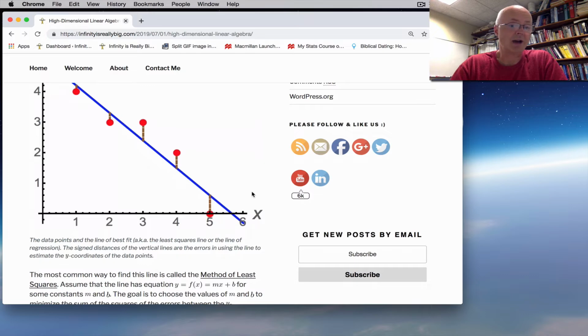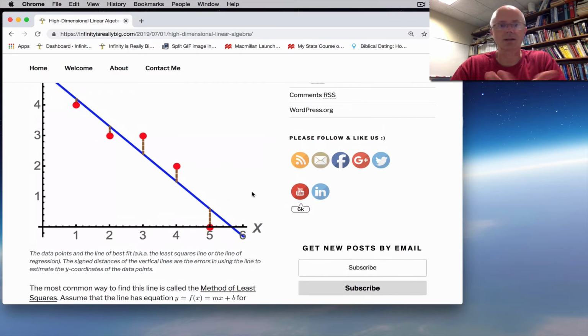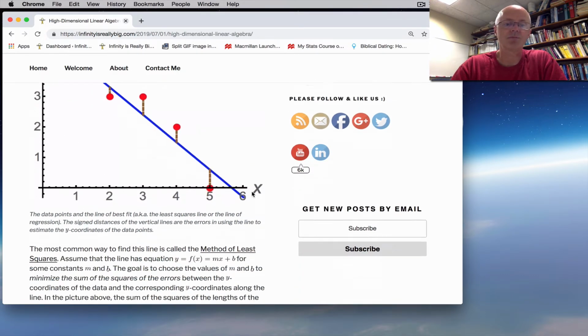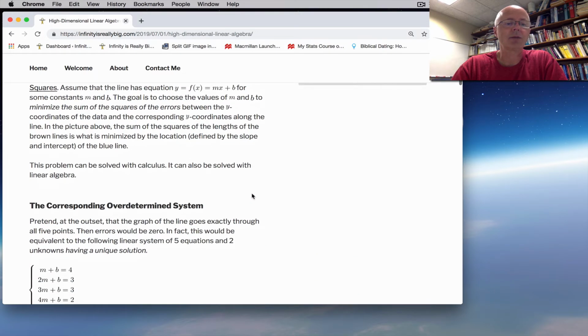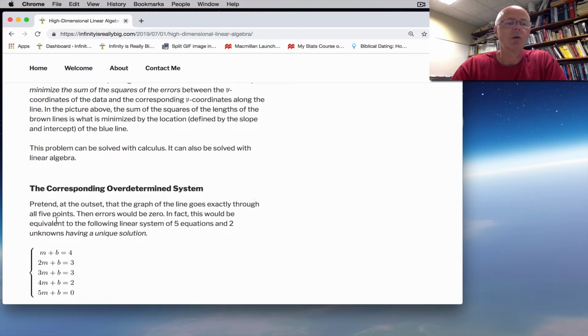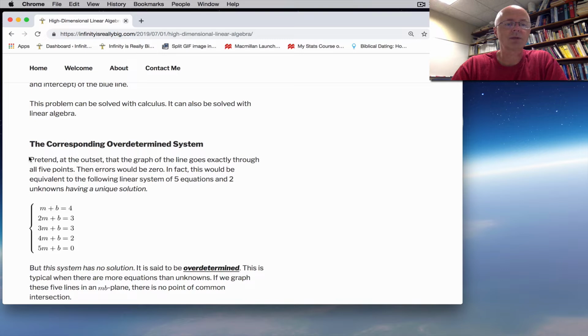And how is it related to higher dimensions? I mean, this seems like something we can visualize, and certainly that's true. So how is it related to higher dimensions that we can't visualize? What we want to do to move us along the direction of seeing that is to pretend something that's actually not true here. Pretend at the outset that the line does go exactly through the 5 points. Now, of course, it doesn't, but pretend.